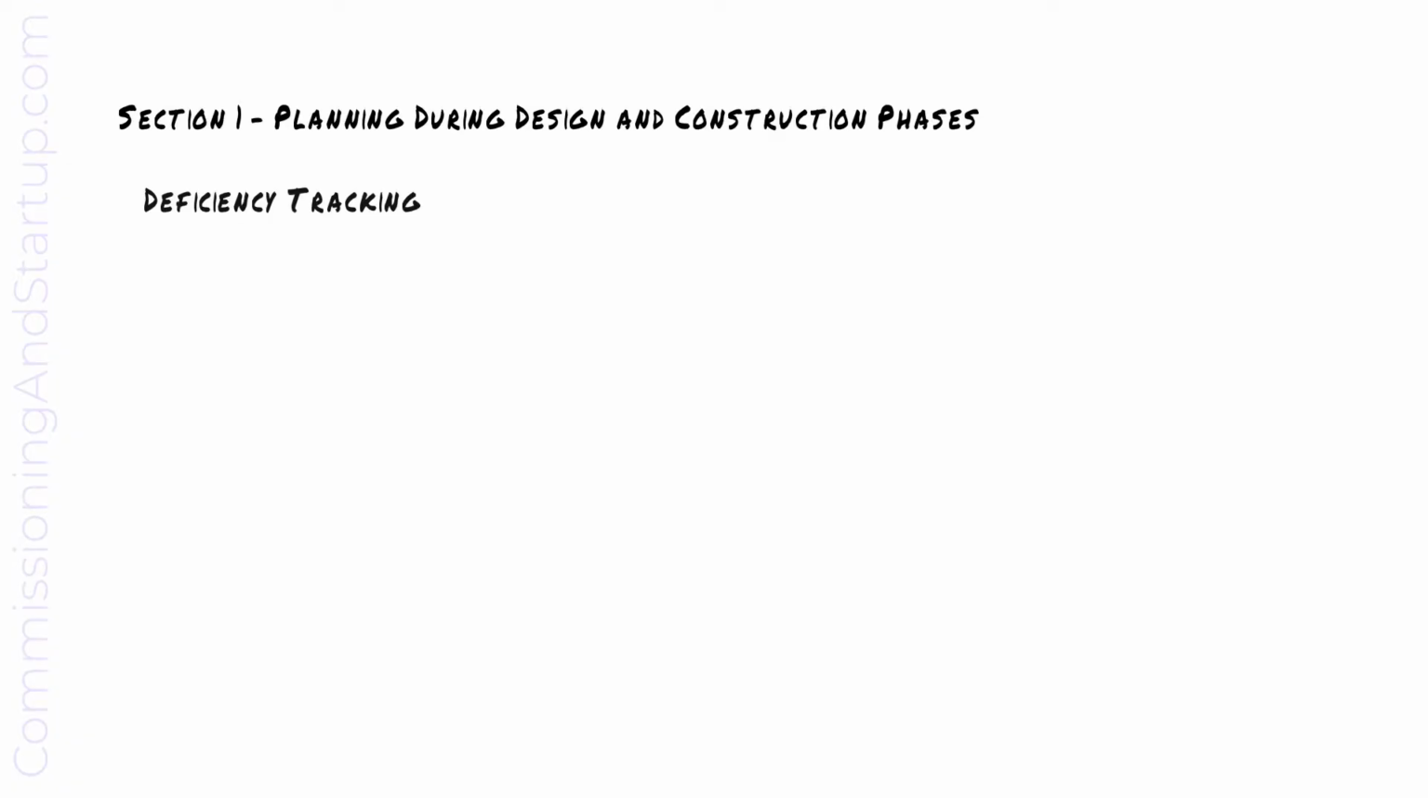When a deficiency or defect is identified in the field, it is classified as either a Type A, Type B, or Type C deficiency. A Type A deficiency is a showstopper, affecting technical functionality or safety of the system, and must be addressed before moving on to the next step of commissioning.